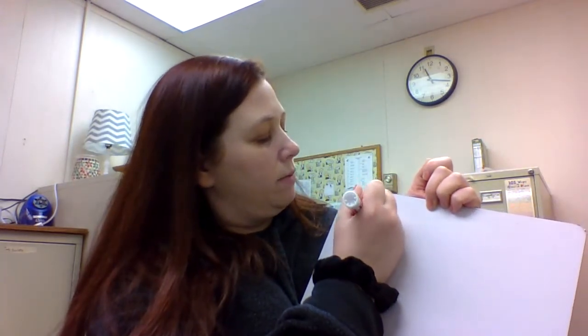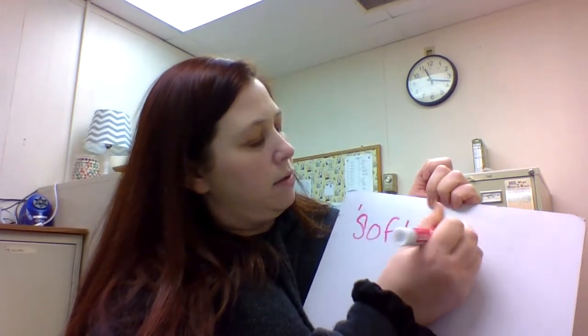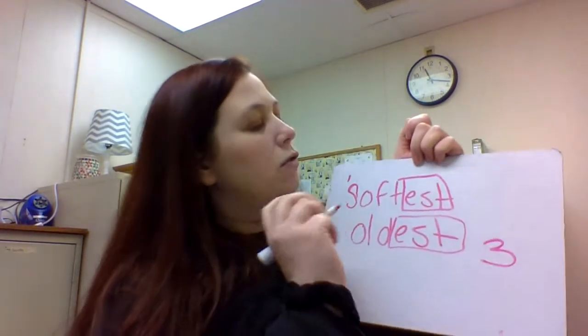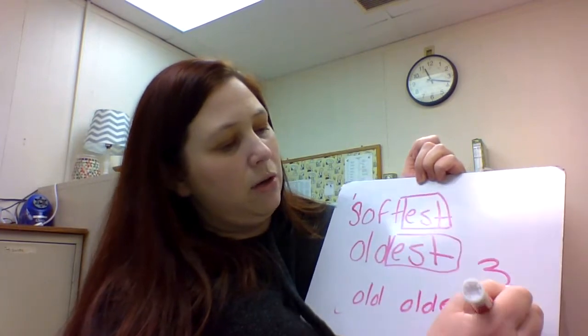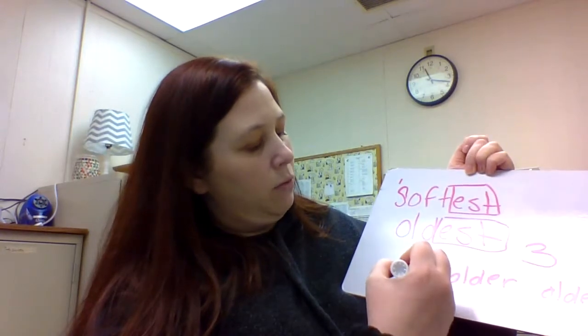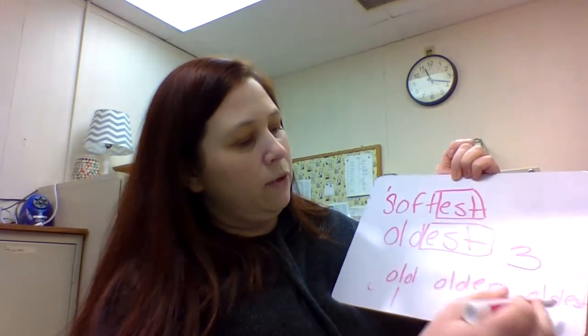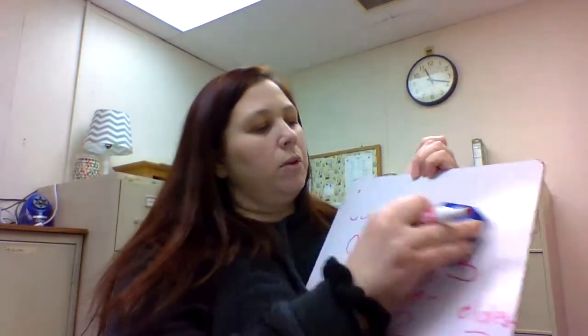Here we have the est suffix, and that's when we compare three things. So maybe we have old, older, and oldest. So one thing is old, the next thing is older than the first thing, and the third thing is the oldest. So that's when we would use est, is when we're comparing three or more things.